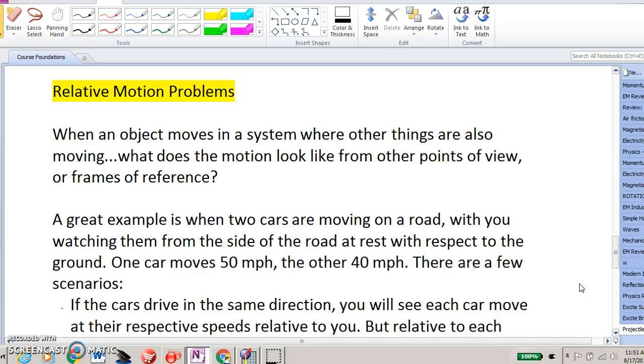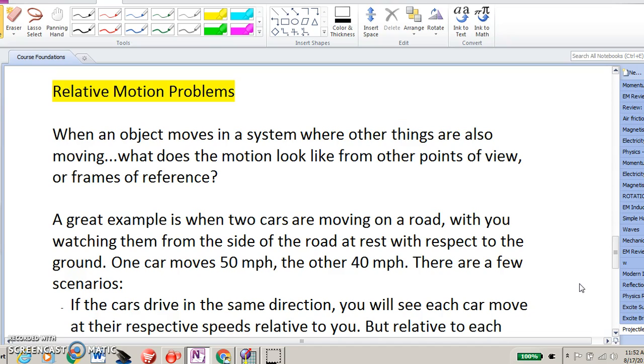Okay, and we're back. We're doing some mechanics, and it's a type of problem that I like to call relative motion problems. This is the kind of thing where you have multiple objects moving at different speeds, different directions perhaps, and the way things look and the speeds that you see things moving at could actually be different for different people from different points of view, or what we call frames of reference.